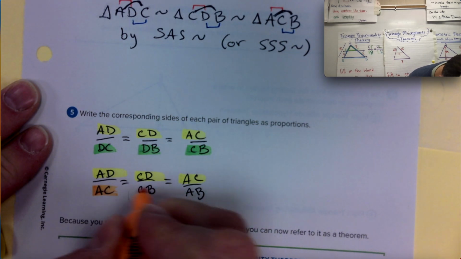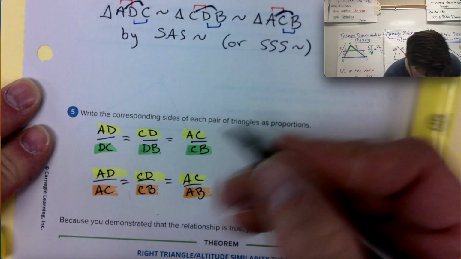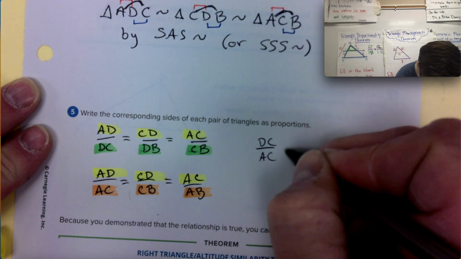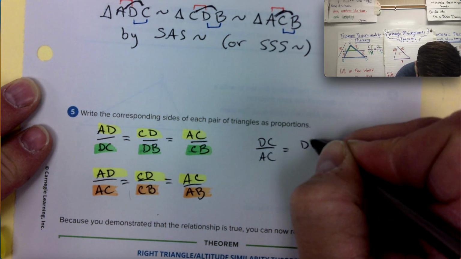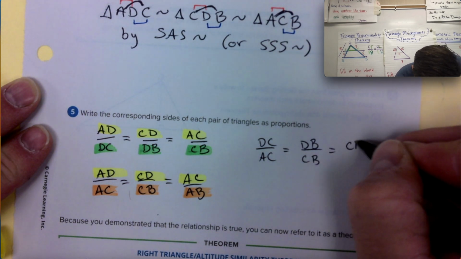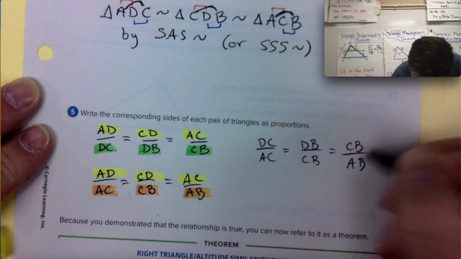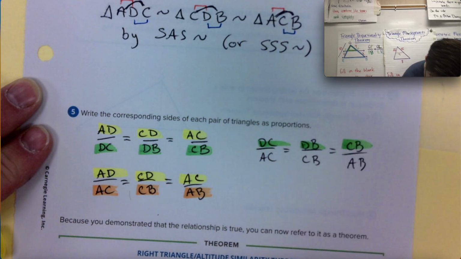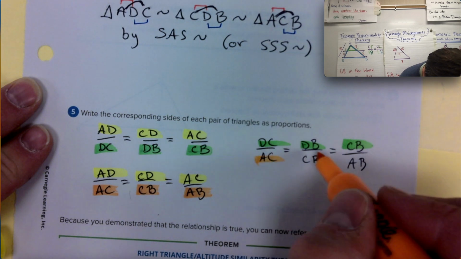to orange, orange, orange. Last of all, DC to AC, DB to CB, CB to AB. Green, green, green. Orange, orange, orange.